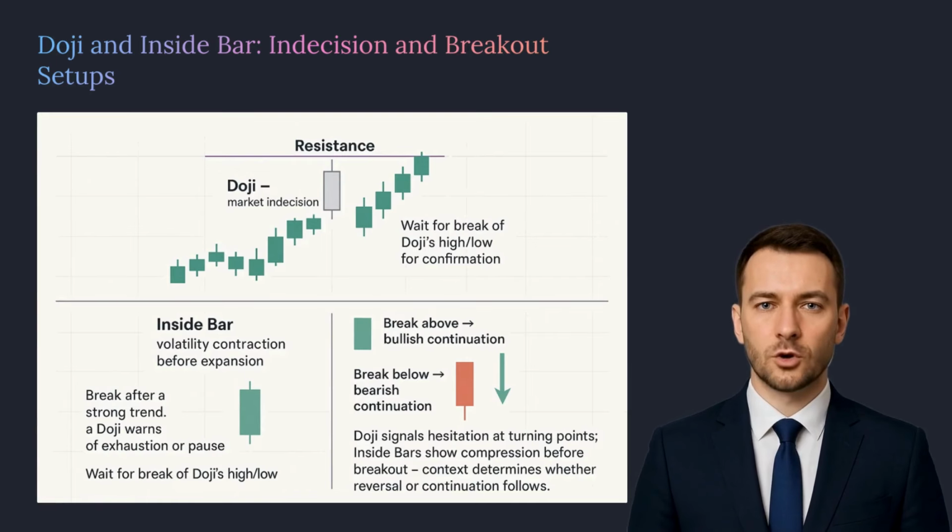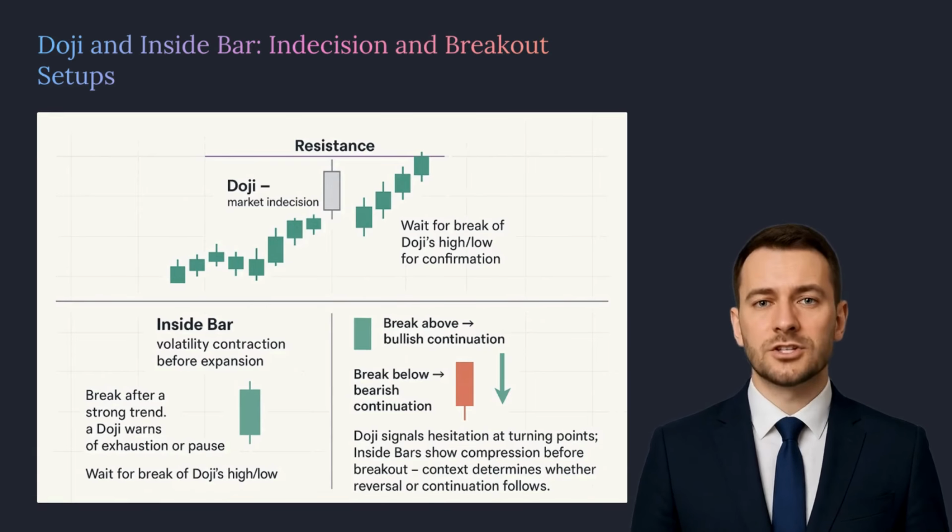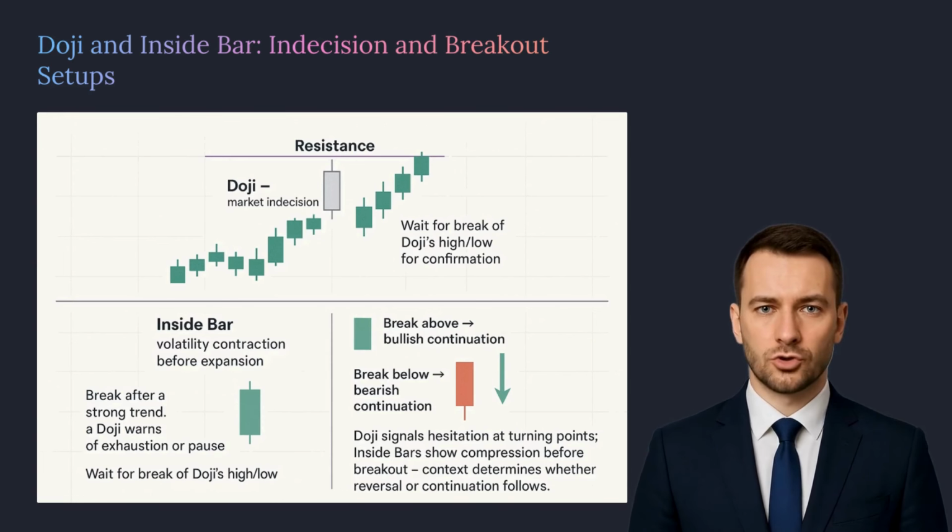Doji. A doji is a candlestick with an almost equal open and close, resulting in a very small body, often just a line, and wicks on either side. A doji represents indecision in the market. Neither buyers nor sellers could secure control. By itself, a doji is neutral, but its context matters.